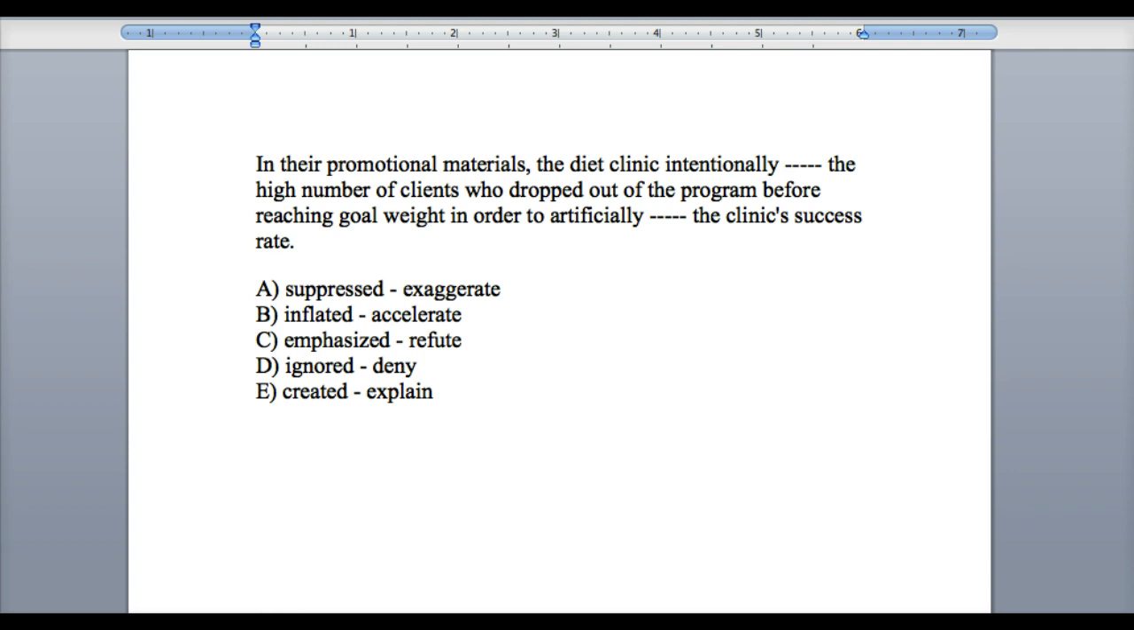So this one says, in their promotional materials, the diet clinic intentionally blanked the high number of clients who dropped out of the program before reaching goal weight in order to artificially blank the clinic's success rate. Okay, so here you have a diet clinic, right? What's important in the sentence? That is, intentionally, they intentionally did something.